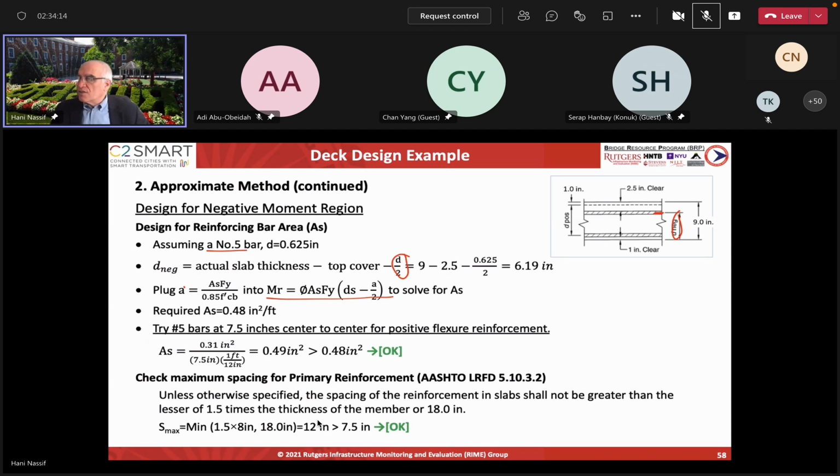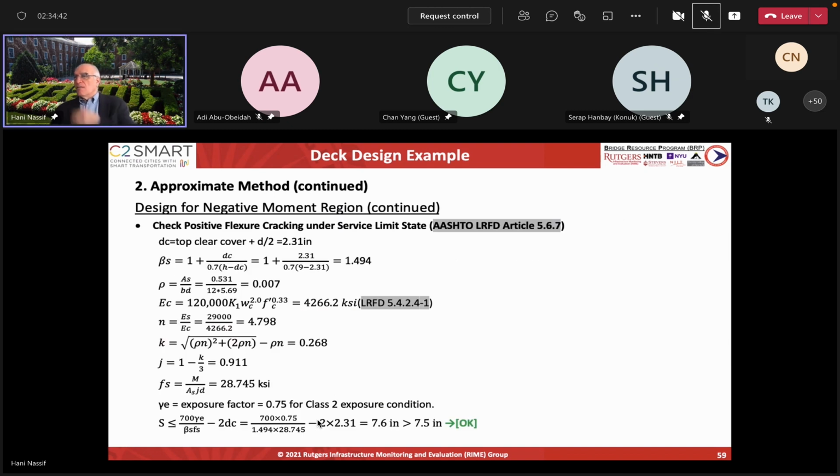So this is basic reinforced concrete, and the required is 0.48. Obviously, for negative moment, we need more. If we do number 5 at 7.5 inches, then you are right on the money for what's required and what's provided. For the maximum spacing, same thing, we compare to the same limit, and it is less than the maximum. You can do the crack control in the negative moment region the same way. You can see it's very, very close for the negative moment.